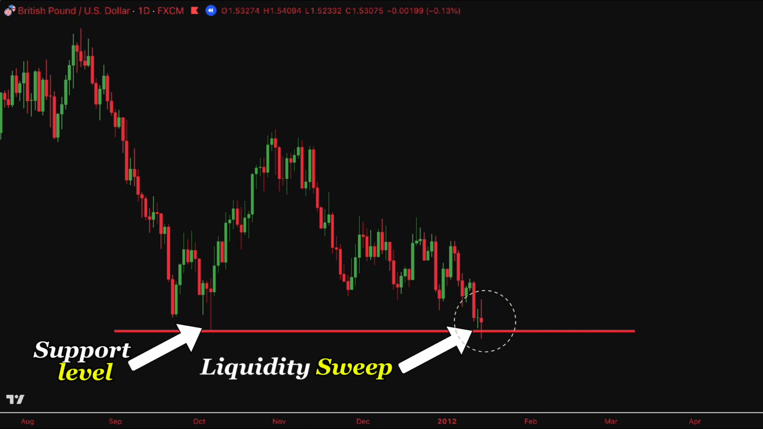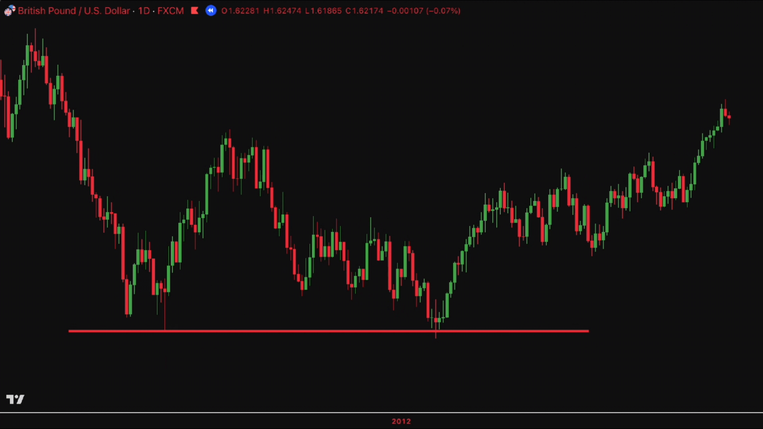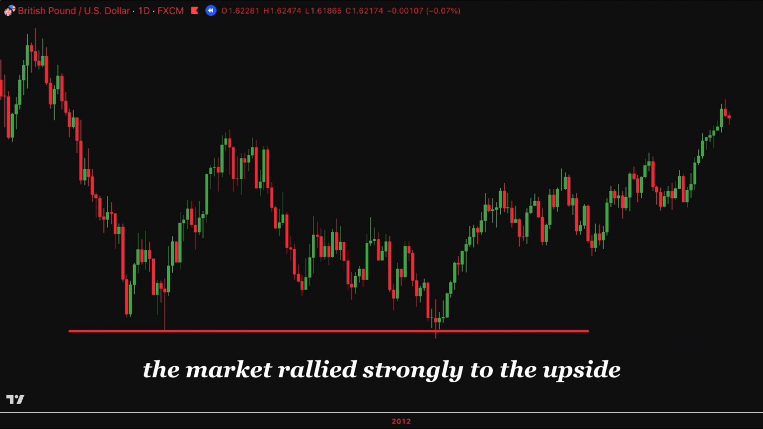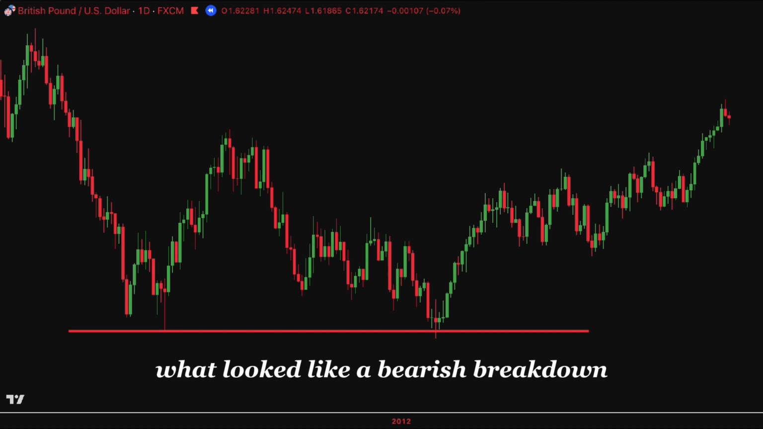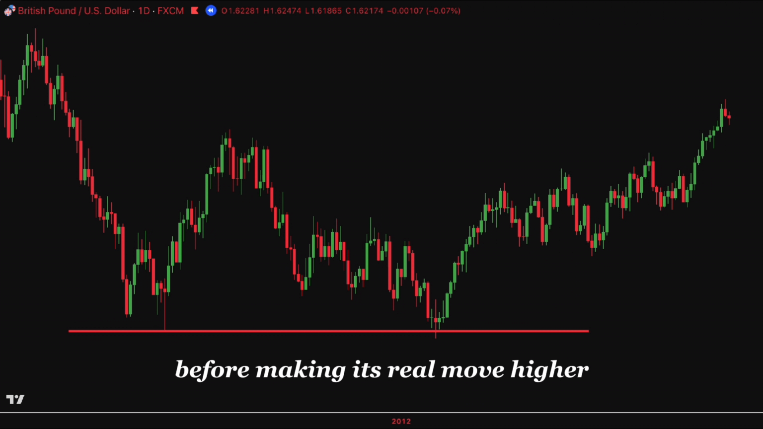Now look at what happened next. After sweeping the sell-side liquidity, the market rallied strongly to the upside. What looked like a bearish breakdown was actually the market collecting liquidity before making its real move higher.